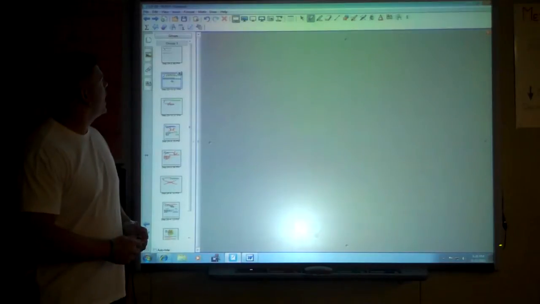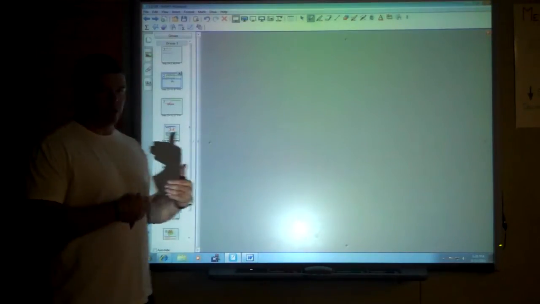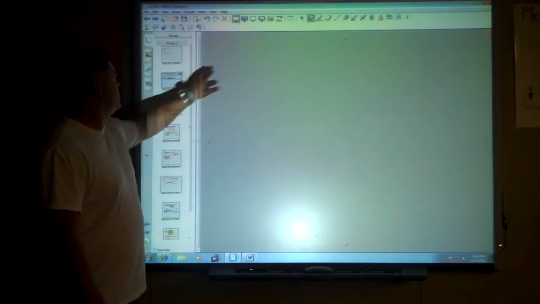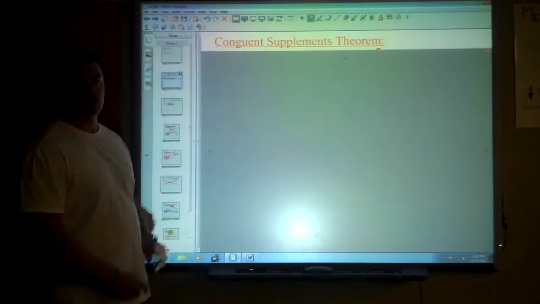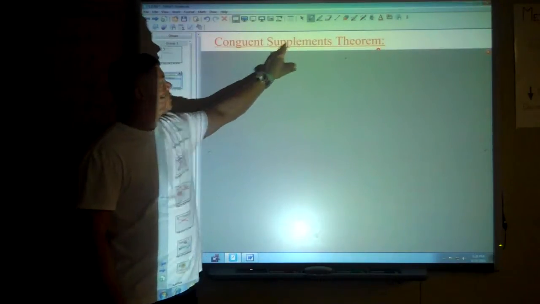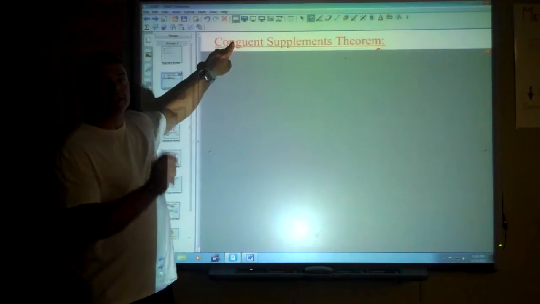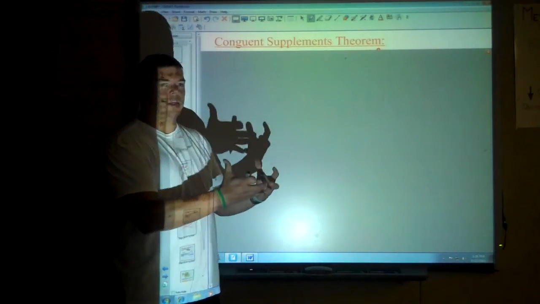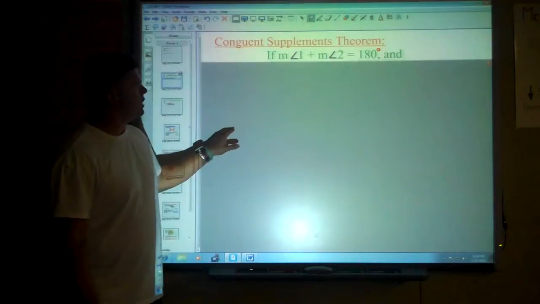Geometry lesson 2-6B, continuing more and more discussions with proofs and theorems. A little bit of information to add to your already growing repertoire of theorems. Congruent supplements theorem. Now congruent means exactly the same size, exactly the same shape. Supplements is any time two things add together to equal 180 degrees.